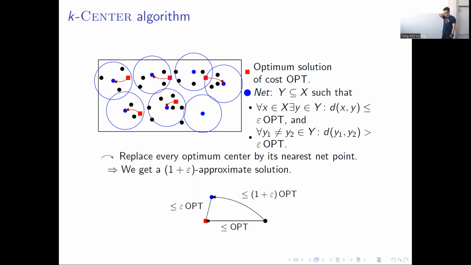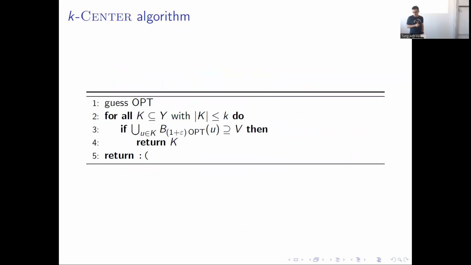So of course, the main problem is that we don't know where the optimum solution is. Otherwise, we are done. But what I can do is, I don't know, but I will guess. I will guess where they are, or in particular, which net points contain the optimum solution nearby. So how does the algorithm work? First, I guess the value of the optimum solution, which is some intervertex distance. There are polynomially many of them, so I'll just try them all.